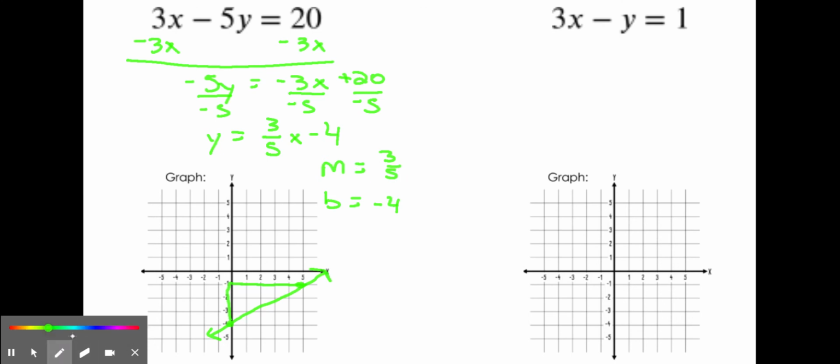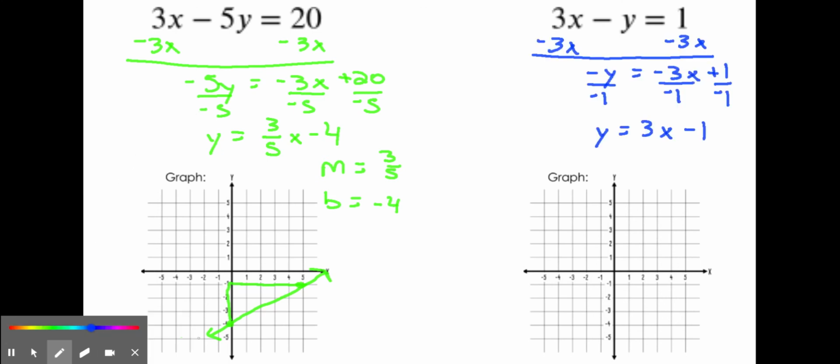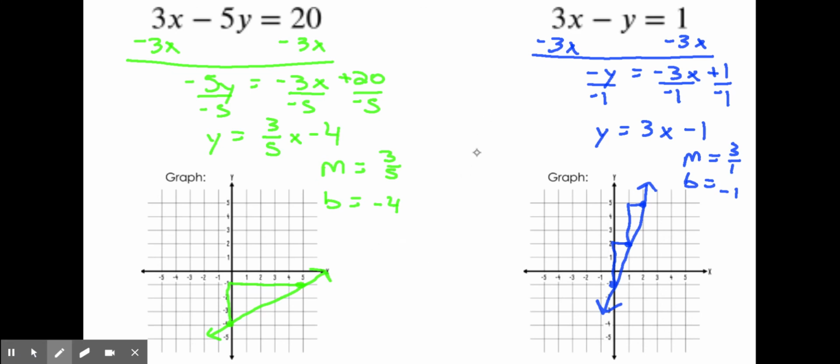3x minus y equals 1. Convert this equation into slope-intercept form. You should have gotten y equals 3x minus 1. If you didn't, correct your work. Make sure you have it right. Now, identify m, identify b, and graph. So there's the line. Make any corrections you need to make, and now you're ready to practice.